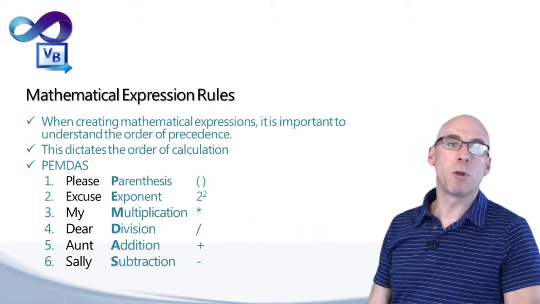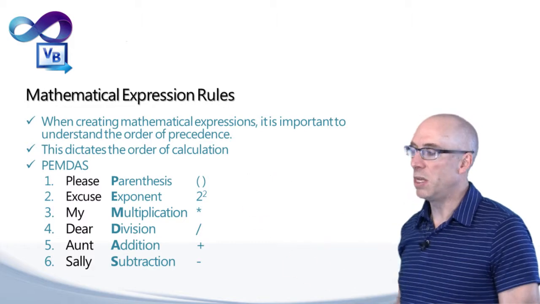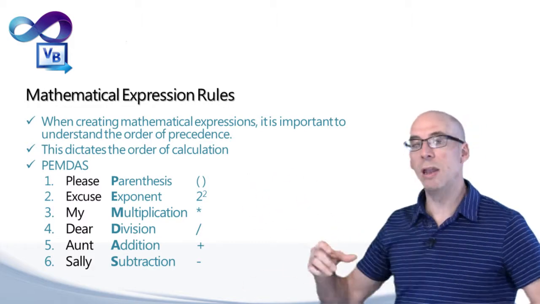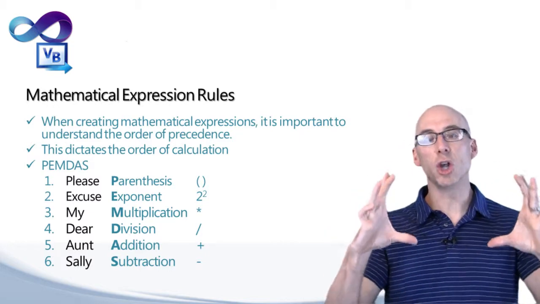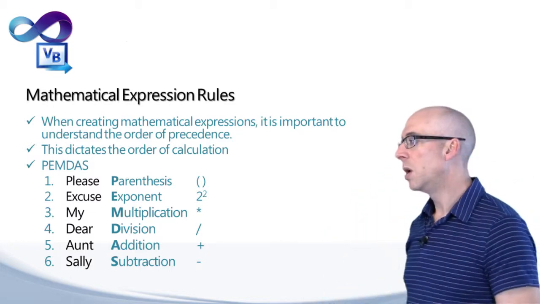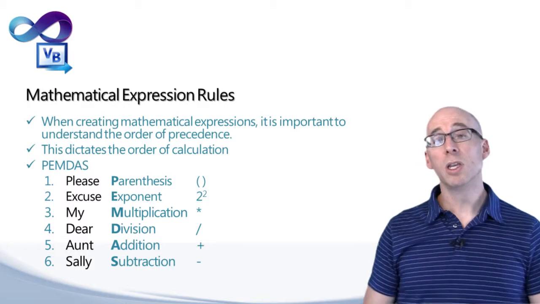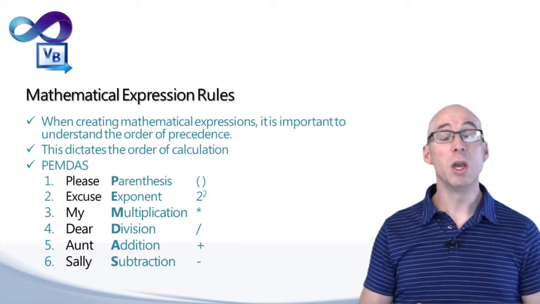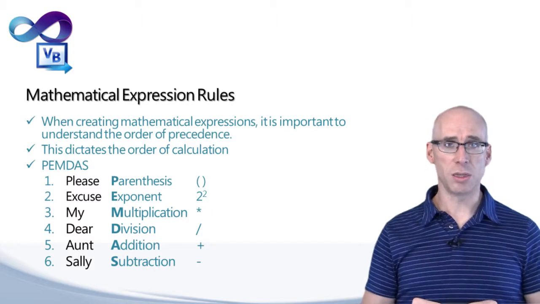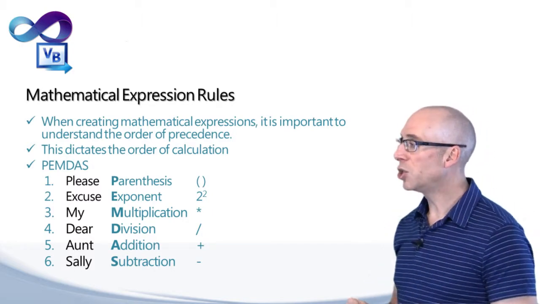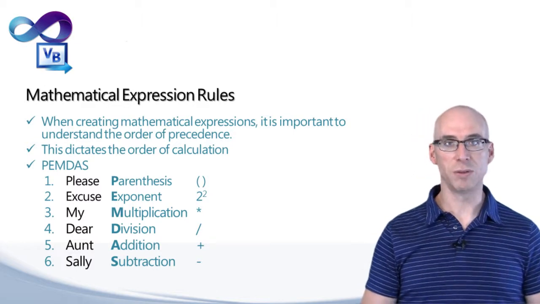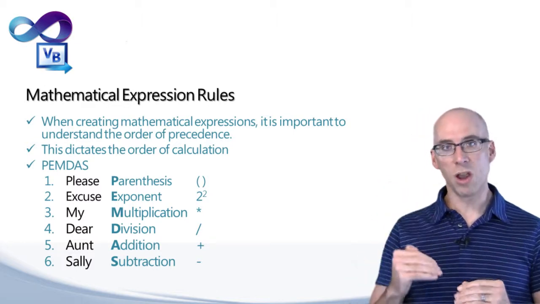The way that most people remember this is you say, please excuse my dear Aunt Sally. So P for please is parentheses, so anything done inside of parentheses is always done first. Excuse, or exponent, so anything with say 5 squared or 4 cubed, that's the next thing that's going to get done. Then you have multiplication, then division, addition, and then finally subtraction. So this is the order of precedence.